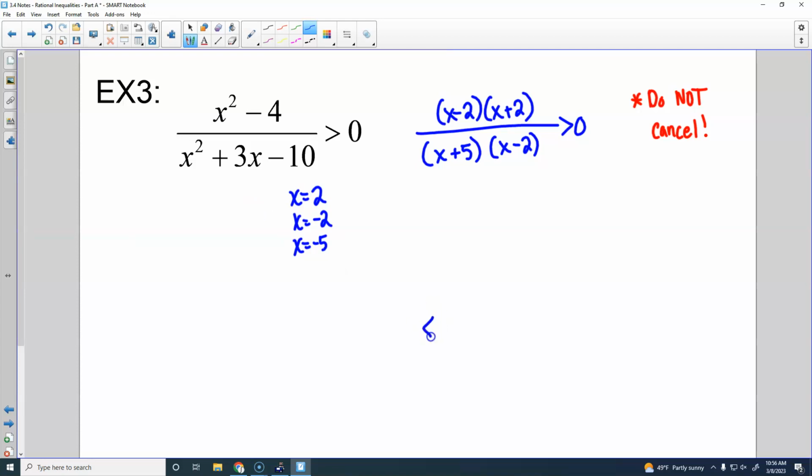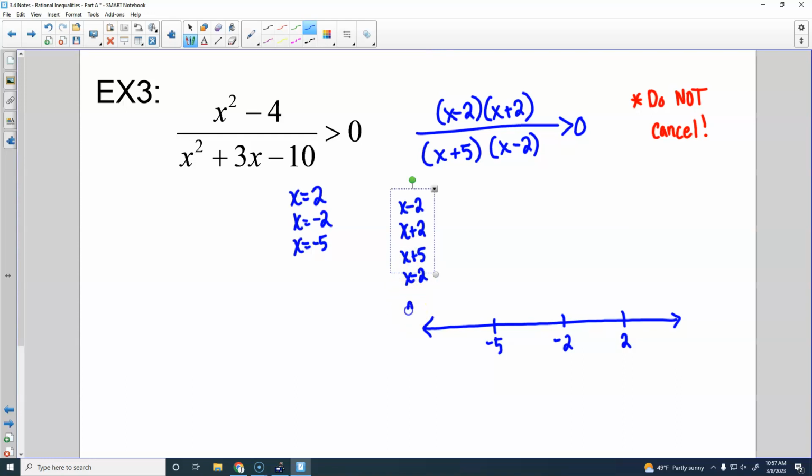So I am going to put these on a number line, -5, -2, positive 2. And then every factor over here needs to be listed on the left-hand side if you're going to use the chart. So you'll have x minus 2, x plus 2, x plus 5, and x minus 2. And then leave yourself a spot for the answer.